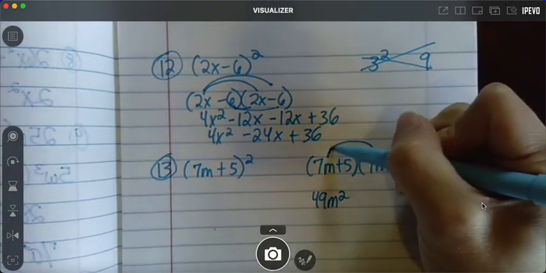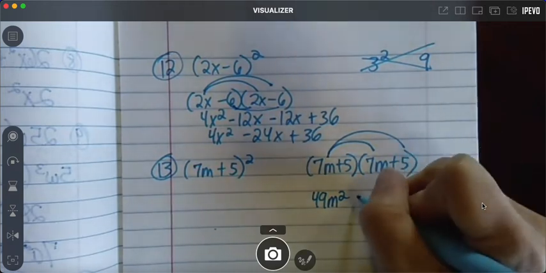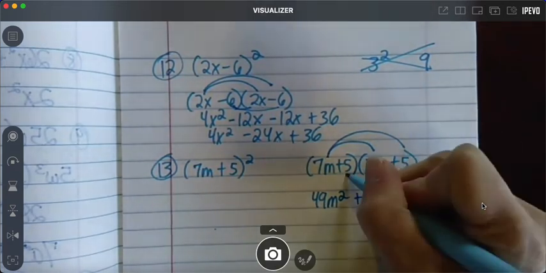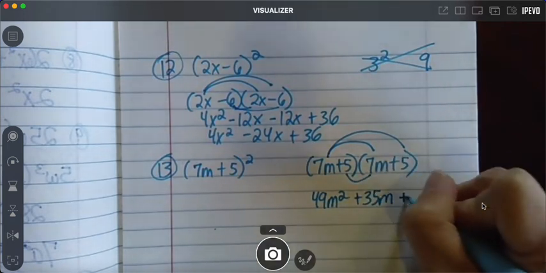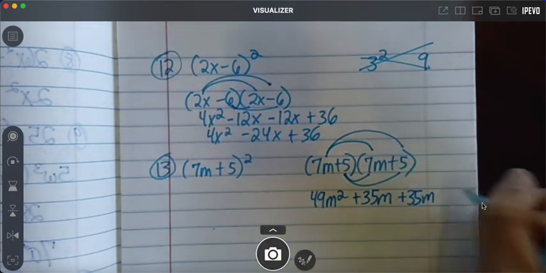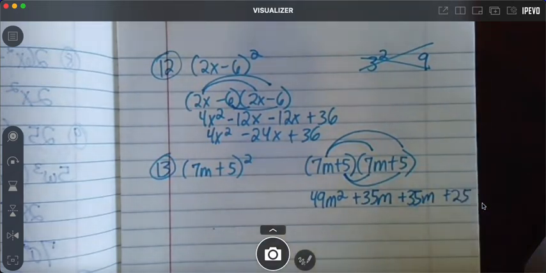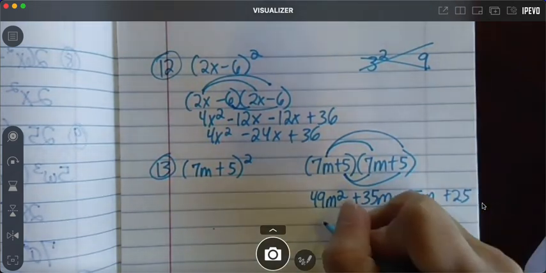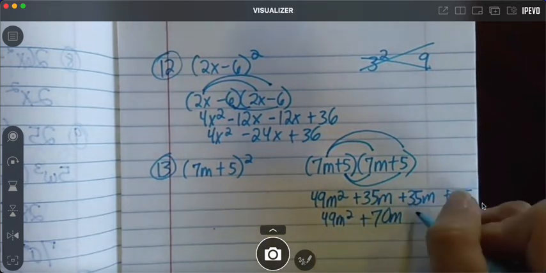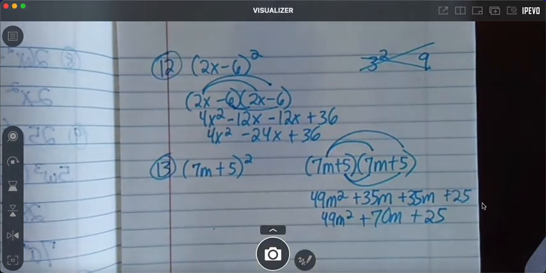But 7m times 5 is what? 35m. And again, what's 5 times 7m? 35m. And then what's 5 times 5? 25. And you can combine your middle terms. So I get 70m in the middle. Does that make sense? Is that better on those?